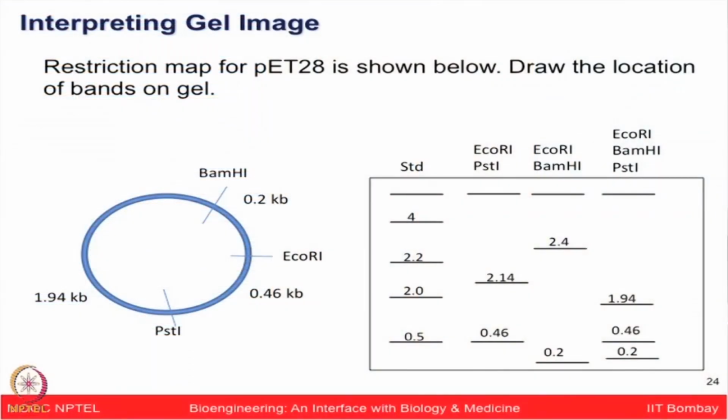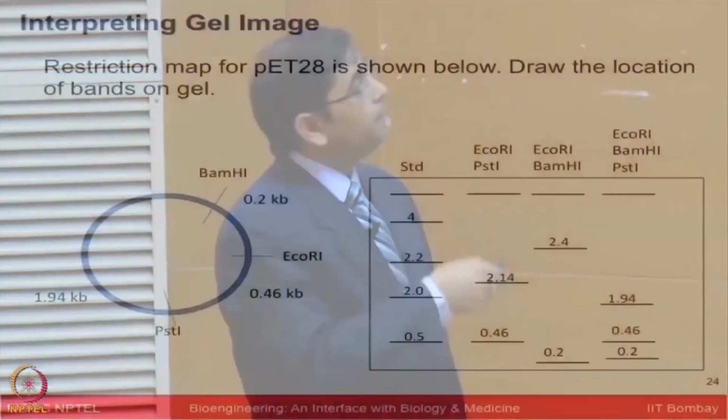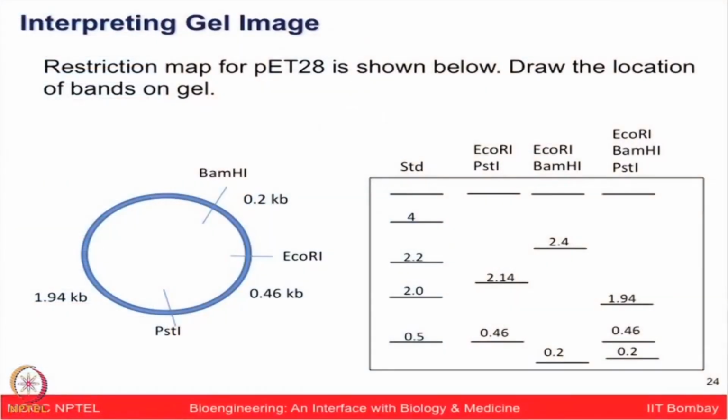In the third situation, when you have added all three enzymes, EcoRI, BamHI and PstI, you have multiple fragments: 0.46, 0.2, 1.94, and they are being mapped here. These are the standards, which are known markers for DNA, which can be used to detect the exact molecular weight or the size of these particular bands. So by looking at this gel pattern, now you can actually extrapolate this information and also draw the vector map.